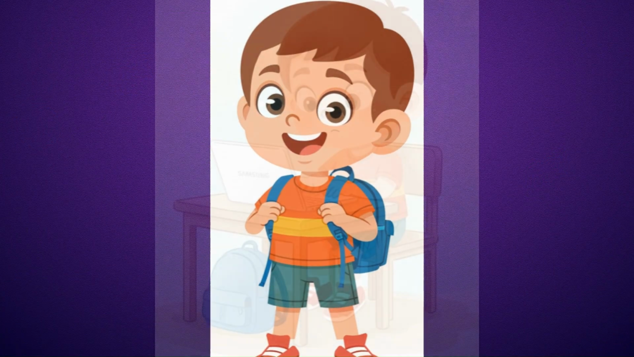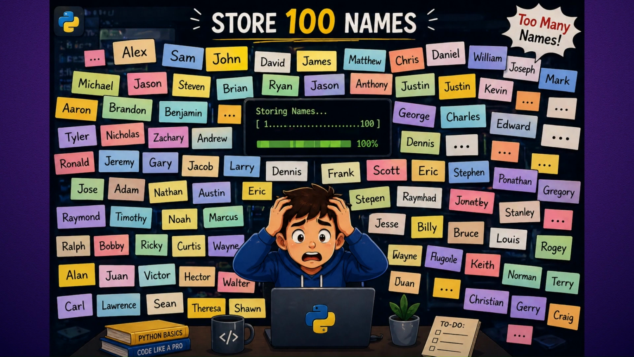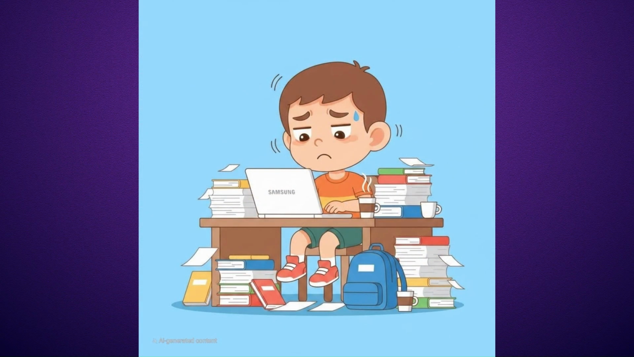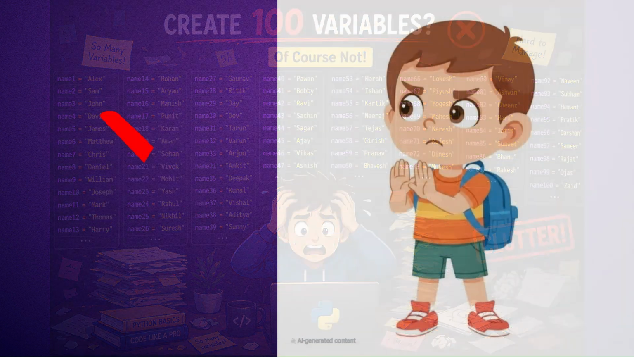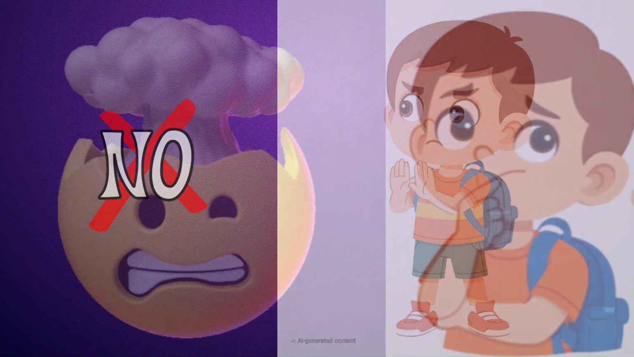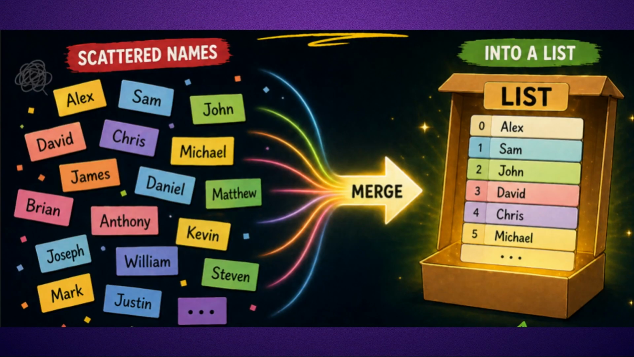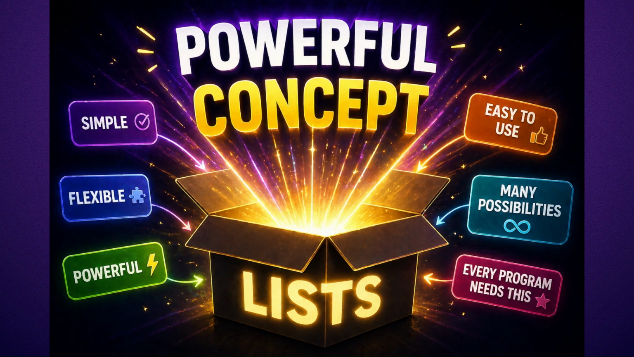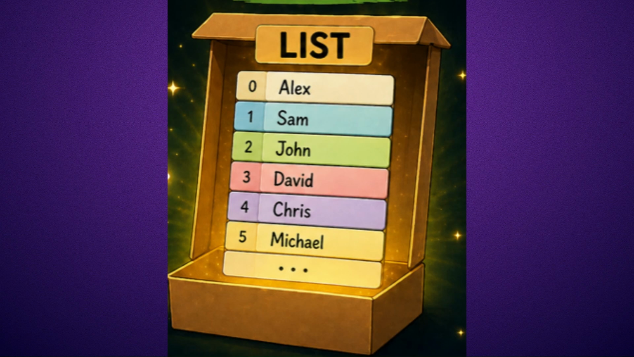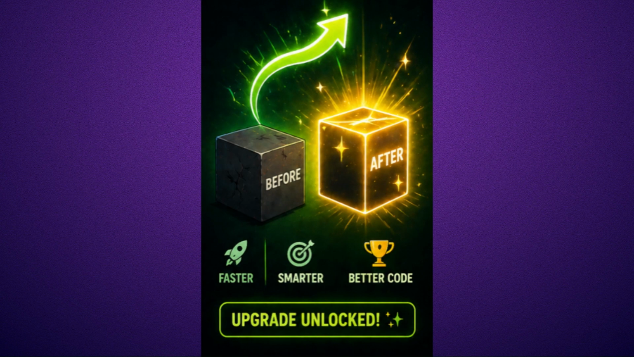Before we start, let me ask you something. Imagine writing a program where you need to store 100 student names. Would you create 100 different variables? Of course not. This is exactly where most beginners get stuck, and this is exactly why lists exist. In this video, you will understand one of the most powerful concepts in Python, list. Once you master list, your program will never look the same again.